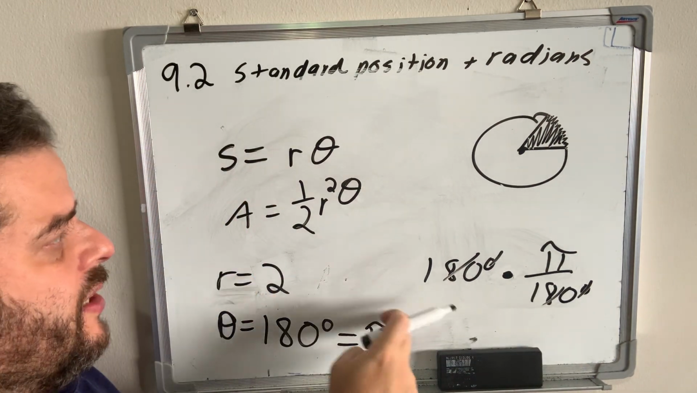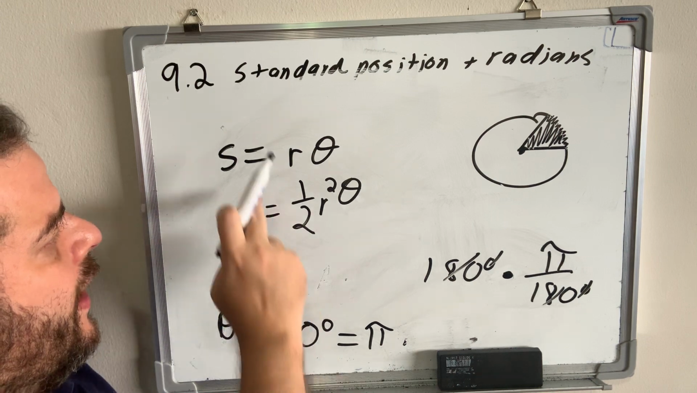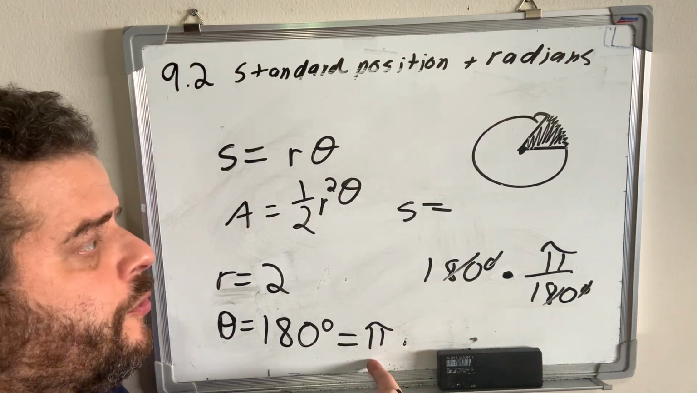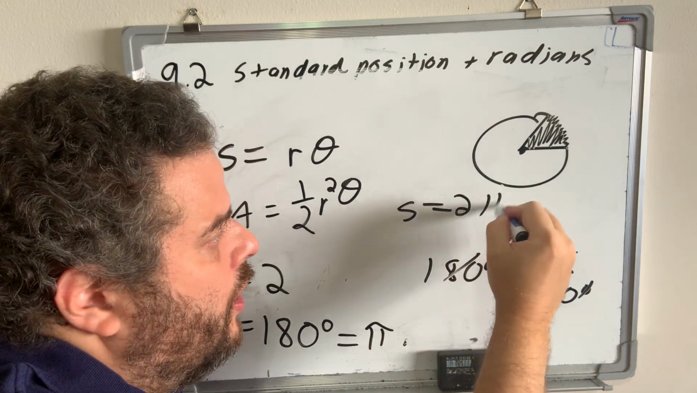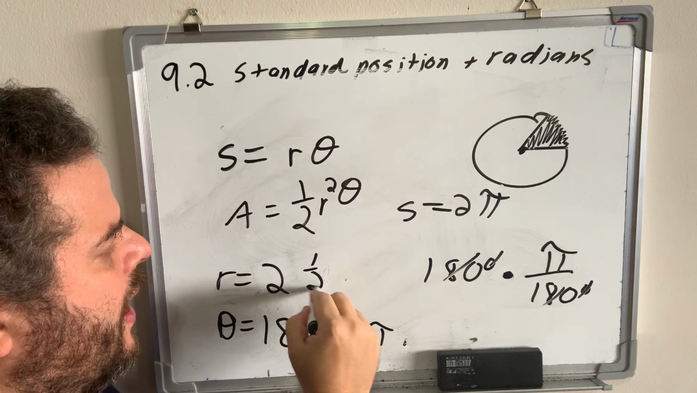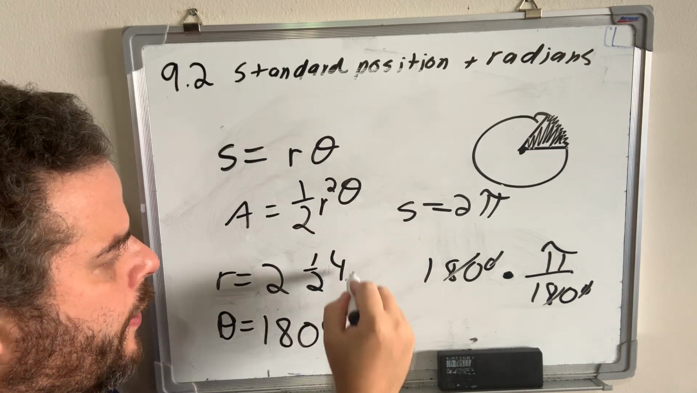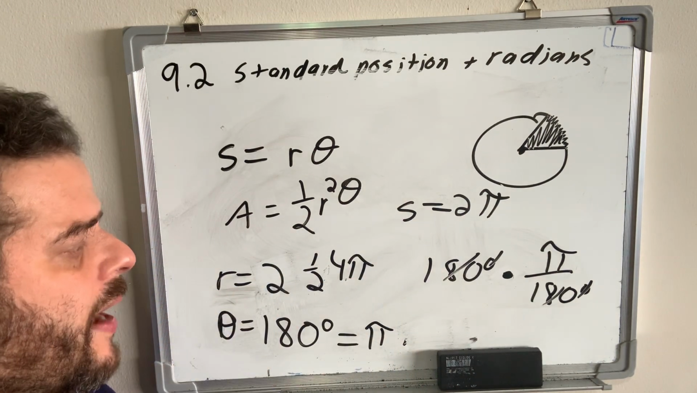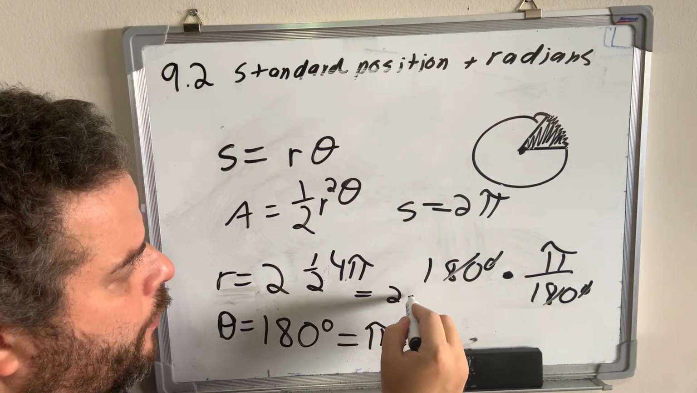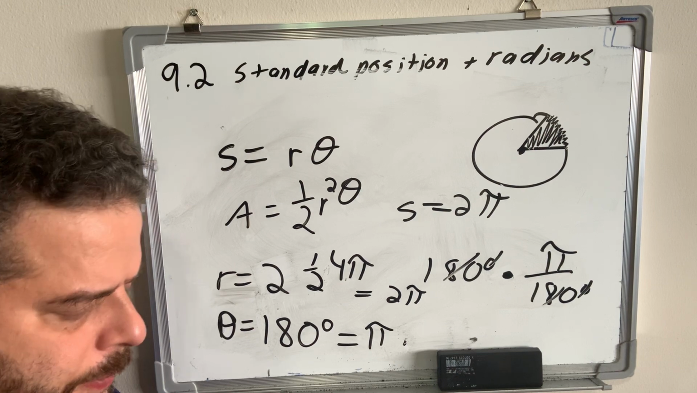Now all we gotta do is plug these values into these formulas. So again, the arc length would be radius times the angle expressed in radians, which it is. So the arc length would literally be 2 pi, and the area would be 1/2 of the radius squared times the angle measure, and 1/2 of 4 is 2. Whoa. The sector area would be 2 pi radians. Okay.